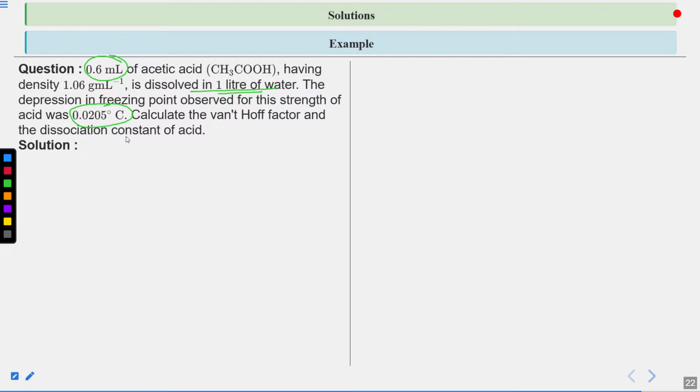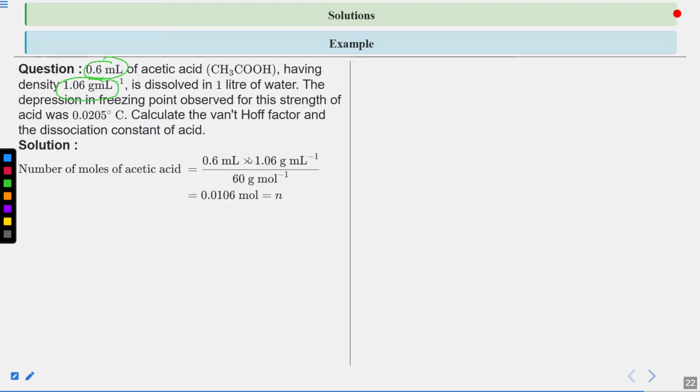How we'll do it? So number of moles of acetic acid will be how much? We know the volume, we know the density. We can calculate the mass easily by multiplying both of these. Then given mass by molar mass will give you the number of moles. So this is the thing that we have done here for the acetic acid. So first we have calculated the number of moles.